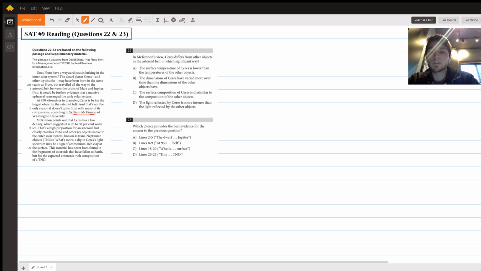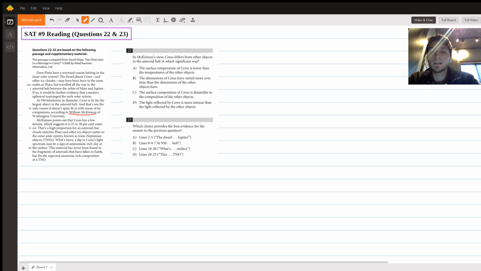C says the surface composition of Ceres is dissimilar to the composition of the other objects. And this seems to mention answer choices C and D from question 23, because both of those talk about the fact that there's this ammonium-rich clay on the surface of Ceres, which doesn't seem to be present on other fragments of asteroids that have fallen to Earth. So we should keep this option as well.